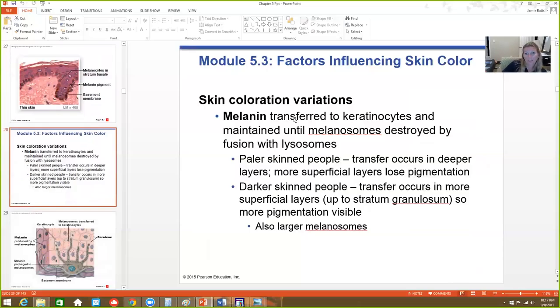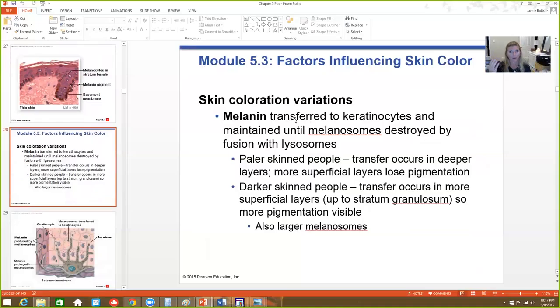All right, let's talk more about melanin. So melanin can be transferred to the keratinocytes and maintained until those melanosomes are destroyed. So for people that have paler skin, the transfer occurs in the deeper layers. In darker skin people, the transfer occurs in those more superficial layers, which is why you can see more of that pigment. And you also have larger melanosomes. So it's meaning larger groups of melanin are being passed into those keratinocytes.